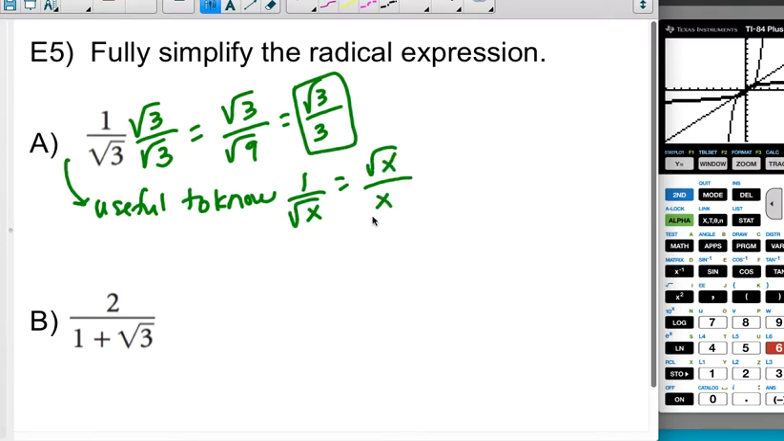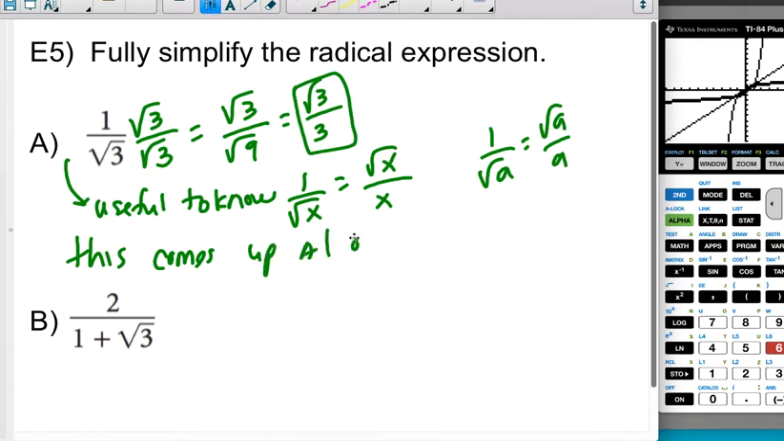Like if you rationalize, it's root x over x. Or 1 over the square root of a is the same as root a over a. It comes up often enough. This comes up a lot.